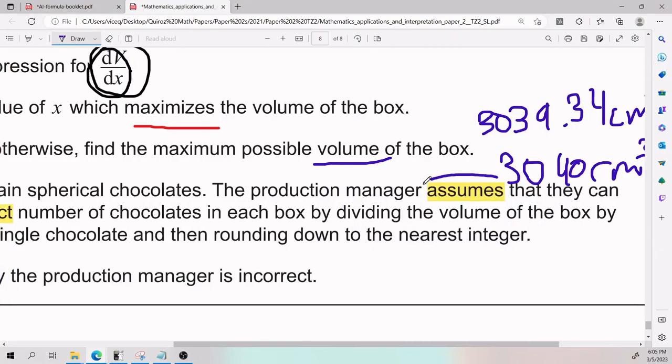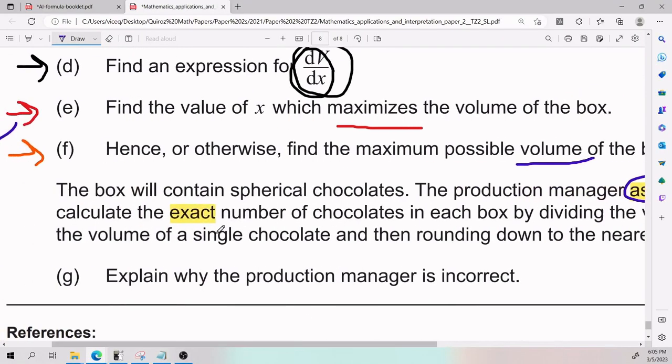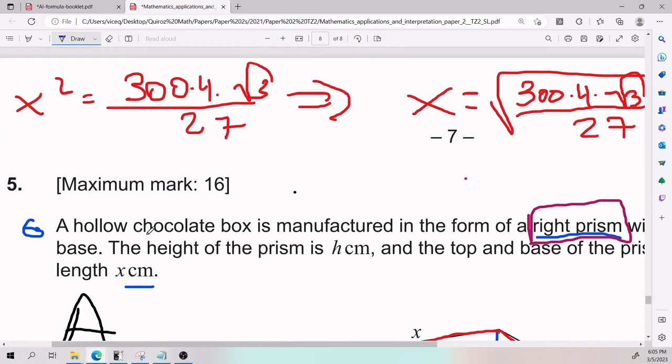So first of all, the manager is assuming, and he thinks that he can get an exact number of chocolates. So exact is a strong assumption. There's got to be something a little bit off. Probably some space in between is what makes more sense to me. So that is why the manager is incorrect. There's lots of reasons. That's my favorite one. That is how you solve paper 2, specifically number 5.